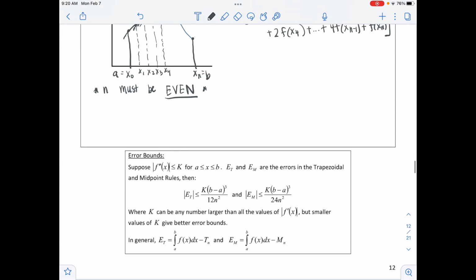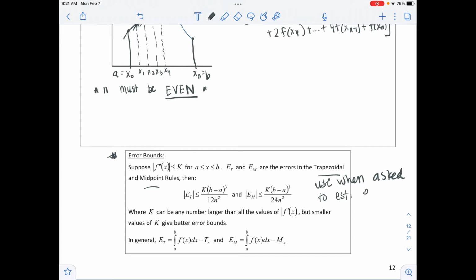And we also have down here error bounds. And so it says, suppose that the absolute value of the second derivative is less than or equal to K for a less than or equal to x less than or equal to b. The error bounds for trapezoid and midpoint are errors in which the trapezoidal and midpoint rules, and notice the T for trapezoid and the M for midpoint, and you can use these when asked to estimate errors, since these are approximating.